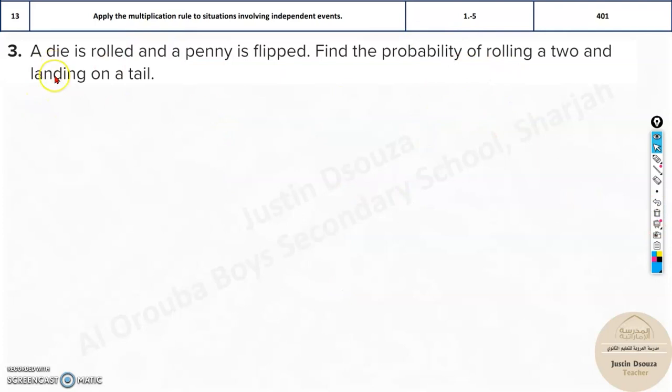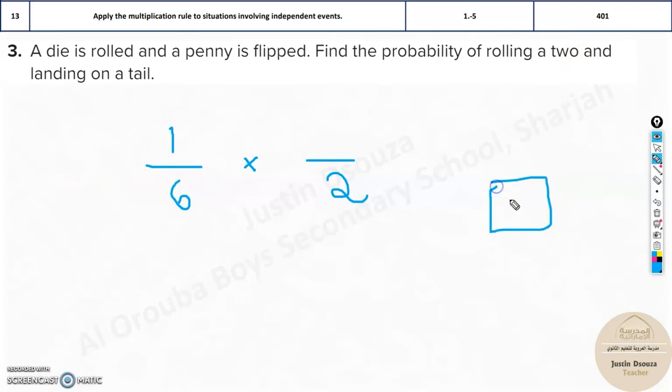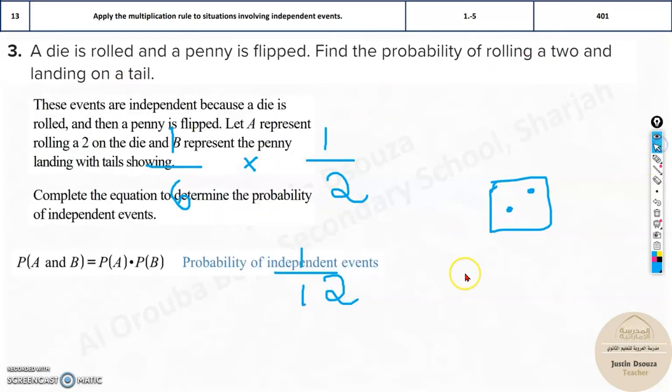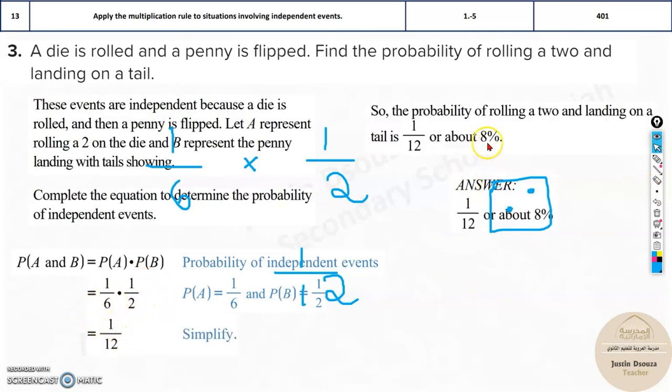We'll just quickly go through these. A die is rolled and a penny is flipped. Now over here, the die has a total of 6 possibilities. And then a penny is a coin, that is 2. Find the probability of rolling a 2 on the die. How many ways are there? Only one will be 2. Only one possibility, isn't it? So that is 1. And a tail, that is again 1. It's 1 by 12. That is the total probability. So 1 by 6 multiplied by 1 by 2 is 1 by 12, or about 8% chance.